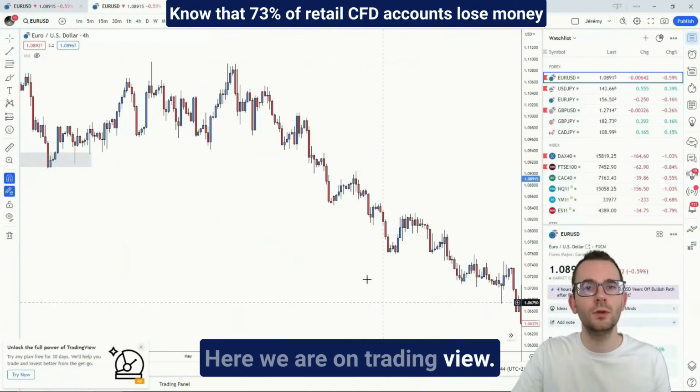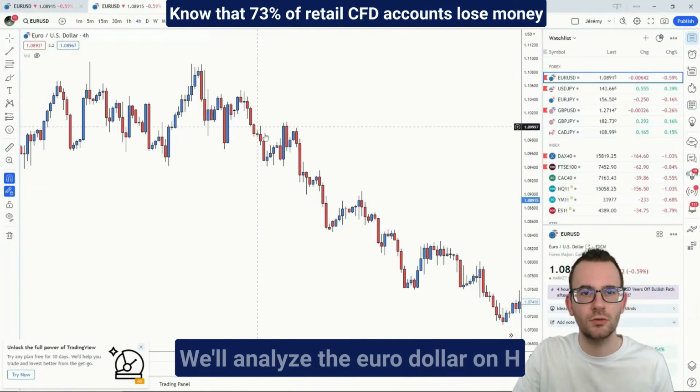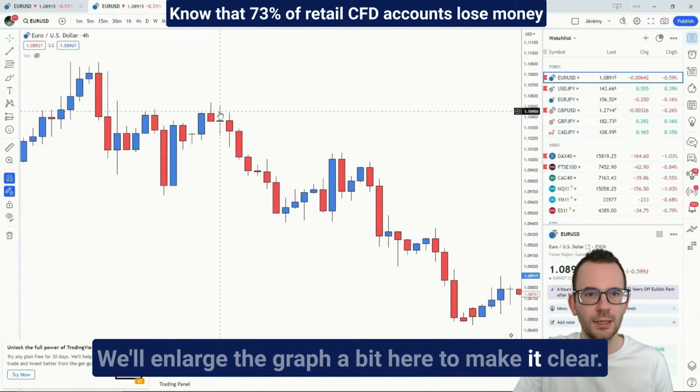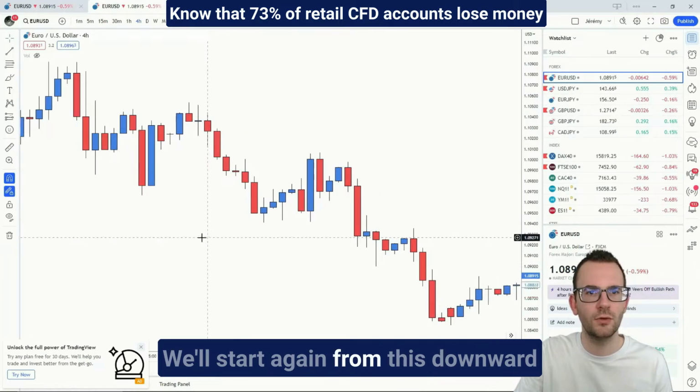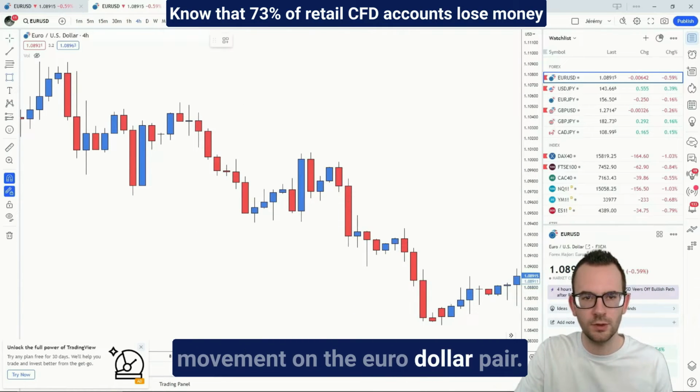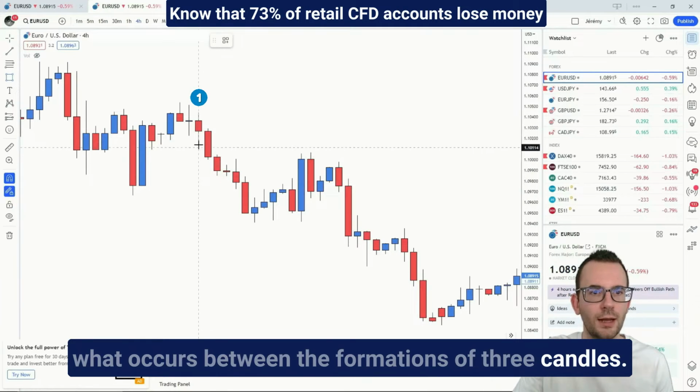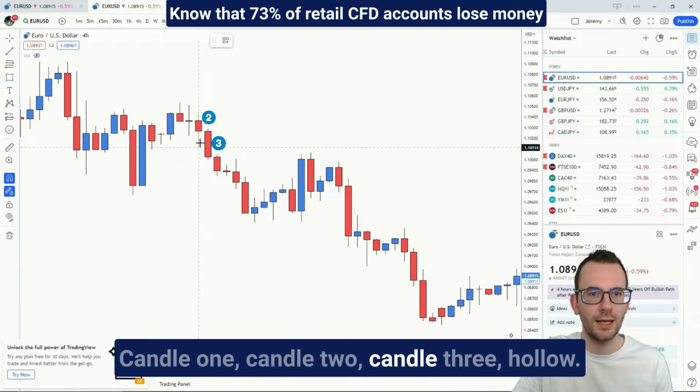Here we are on TradingView. We'll analyze the euro-dollar on H4 and the formation of gaps. We'll enlarge the chart a bit here to make it clear. We'll start again from this downward movement on the euro-dollar pair. So I merely study, truly observe, and closely analyze what occurs between the formation of 3 candles. Candle 1, candle 2, candle 3.